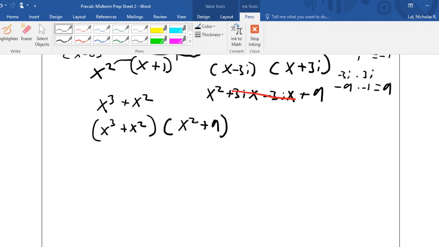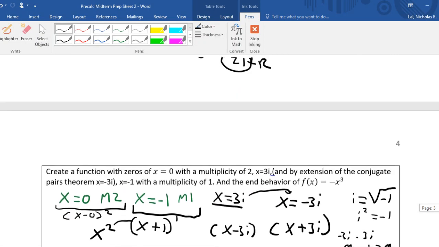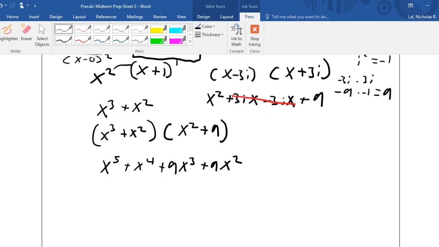What is that? Yep, x to the 5th. What is x cubed times 9? 9x cubed. What's x squared times x squared? X to the 4th, and then x squared times 9 plus 9x squared. So I have x to the 5th plus x to the 4th plus 9x cubed plus 9x squared. All right, but now I have to see what the end behavior of this function is.